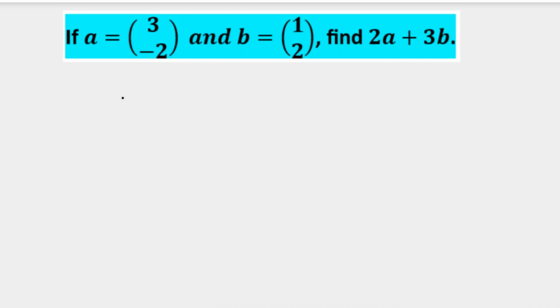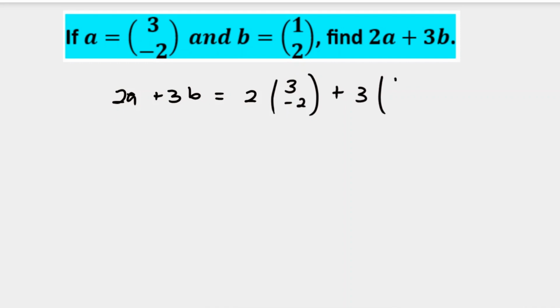So given the vector A with component 3, -2, and the vector B with component 1, 2, we have to find the vector 2A plus 3B. So how do we do this one? We have to do substitutions in the first place. We have 2A, that is 2 multiplying the vector A. The vector A has component 3, -2. Now plus 3 times B, that is 3 multiplying the vector B, and B has component 1, 2. So that is how we can set up our expression.